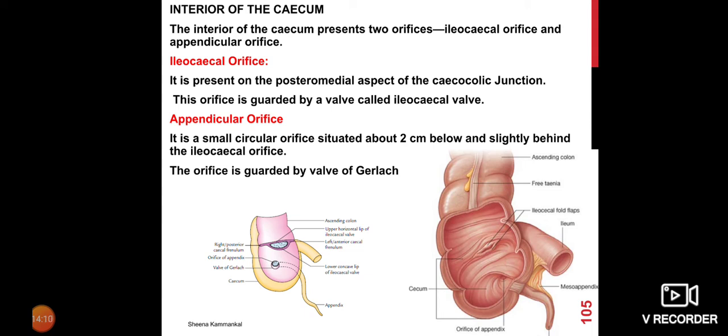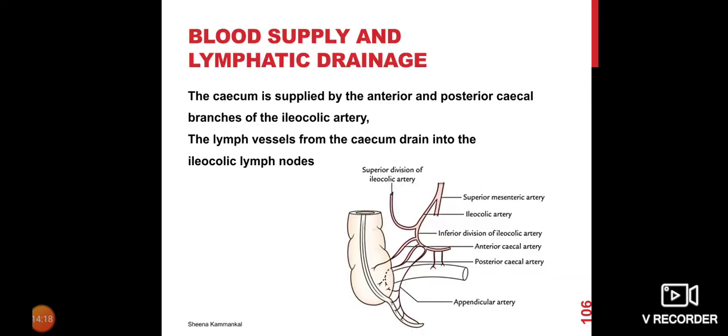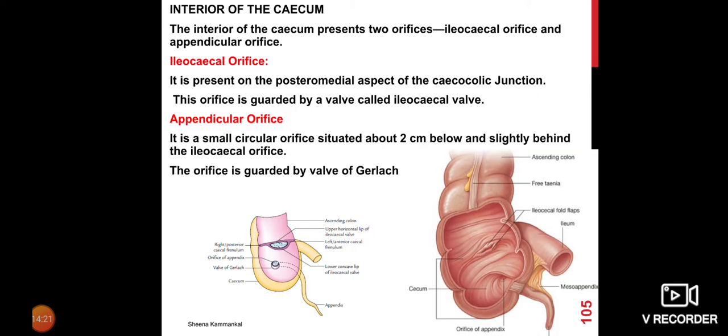Then the appendicular orifice. It is a smaller circular orifice situated 2 cm below the ileum. It is always present below the ileum. The orifice is guarded by a valve which is called the valve of Gerlach. Valve of Gerlach is a valve of the appendix.